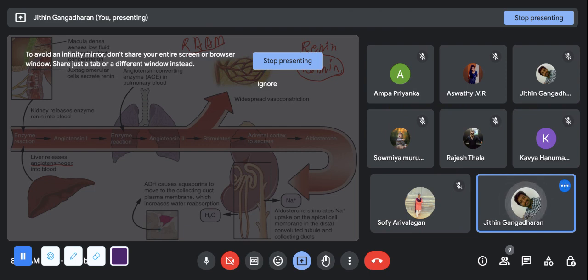When the inactive angiotensin is in the blood, your lungs produce ACE, angiotensin converting enzyme, into the blood. In that condition, the angiotensinogen will be converted to active angiotensin. When the active angiotensin is produced in the blood, it stimulates the adrenal cortex, and it secretes aldosterone. When aldosterone is produced by your adrenal cortex, it increases the absorption of sodium from the distal convoluted tubules and the loop of Henle. It also activates the ADH hormone to increase water absorption.